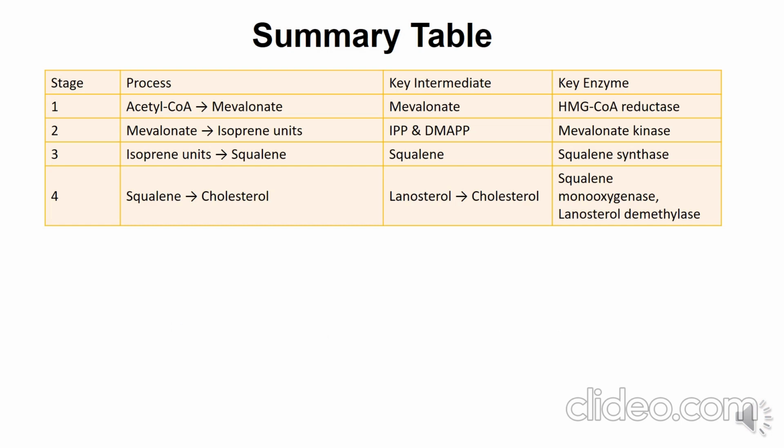The summary table: acetyl-CoA is converted to mevalonate, the key intermediate is mevalonate, and the key enzyme is HMG-CoA reductase. Second, mevalonate is converted to isoprene units; the key intermediates are IPP and DMAPP, and the enzyme is mevalonate kinase. Third, isoprene units are converted to squalene; squalene is the key intermediate and the enzyme involved is squalene synthase. Fourth, squalene is converted to cholesterol; lanosterol is the key intermediate, and the enzymes involved are squalene monooxygenase and lanosterol demethylase.